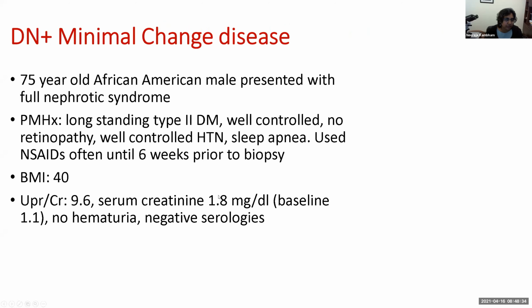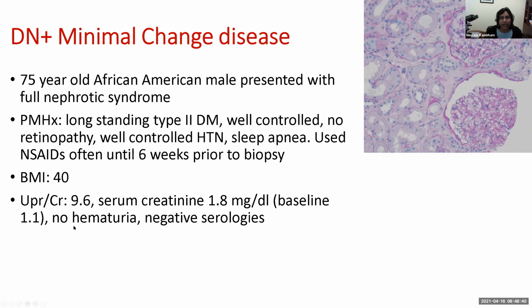So just to give you an example, this is a biopsy from an older African-American gentleman who had diabetes for a while, but it is very well controlled, and he does not have diabetic nephropathy. Already we are thinking, okay, maybe this is not all due to diabetic nephropathy. And he had heavy proteinuria, over 9 grams of proteinuria.